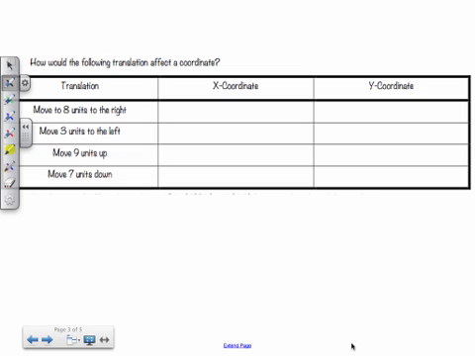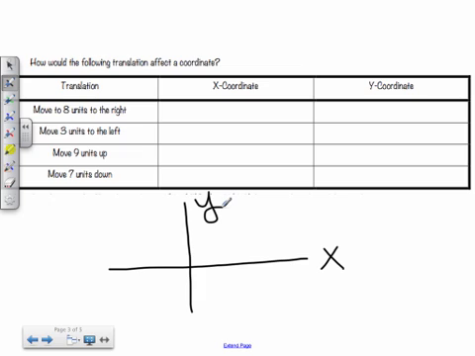Don't forget that when you have your graphs, this right here is your x-axis, and this right here is your y-axis. So if I were to move 8 units to the right, I would move along the x-axis, which means that it would affect my x-coordinate by adding 8. Since I'm going to the right, that's the positive side. So I'm going to say plus 8 right here.